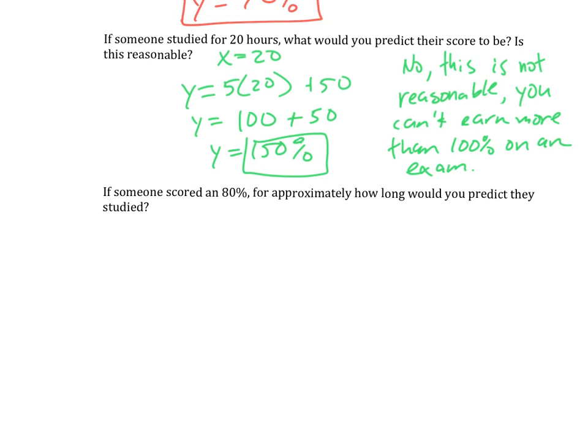You also might be given a percentage, so you might be given the y value, y equals 80%, and be asked to do the opposite thing. If someone scored an 80%, approximately how long would you predict that they studied for? Now we're going to do the opposite. We're going to take 80 and substitute that in for y, and that's going to be equal to 5x plus 50. Now we just have to solve for x.